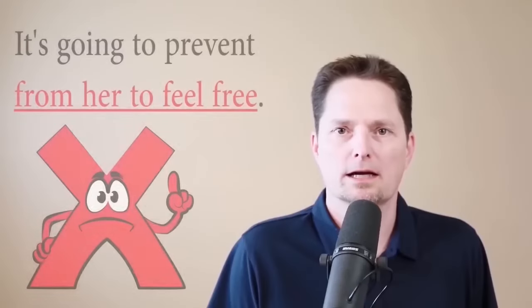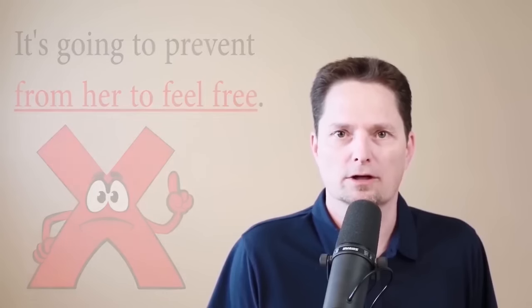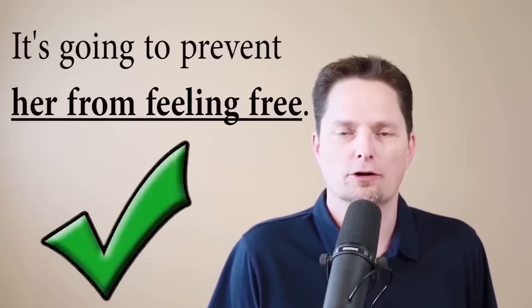We cannot say "it's going to prevent from her to feel free." We have to use a different structure. We say "it's going to prevent her from feeling free." After "prevent," we need to have an object. It's going to prevent her.